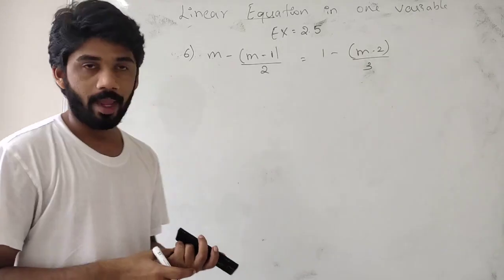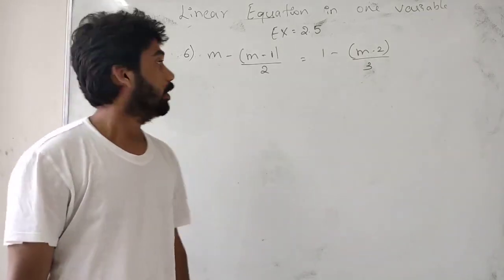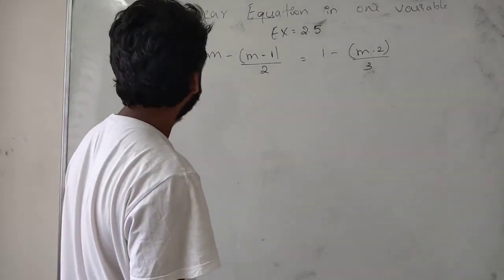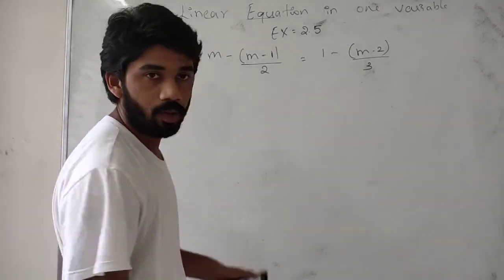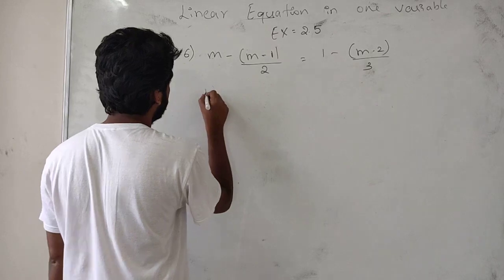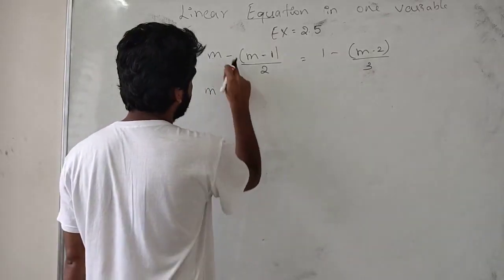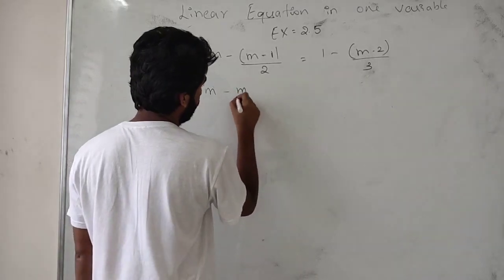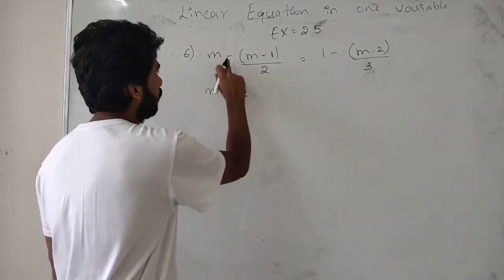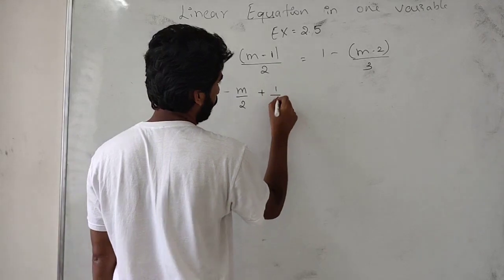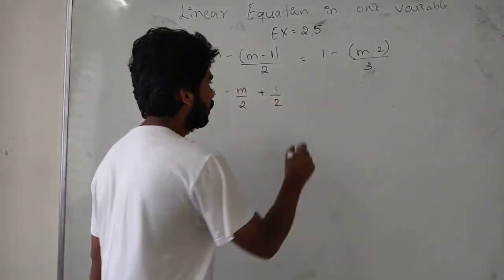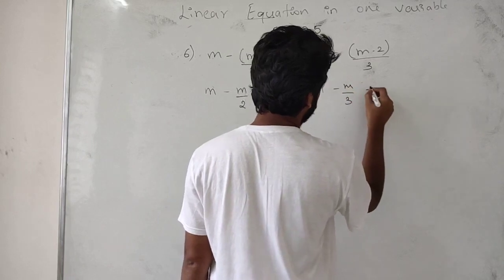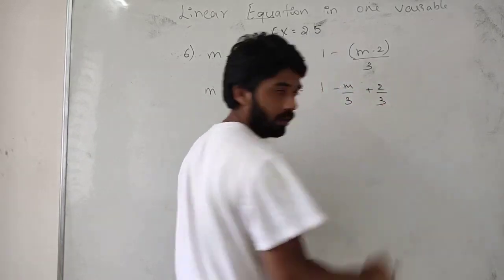Now we have to find the value of m. So now we will do it. We'll split it: m minus 1 into plus minus becomes m by 2, minus into minus plus 1 by 2. I am splitting here. It is equal to 1 minus m by 3 plus 2 by 3.